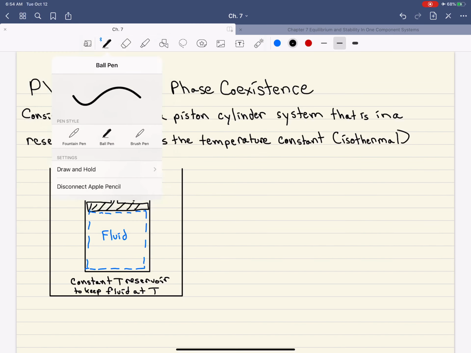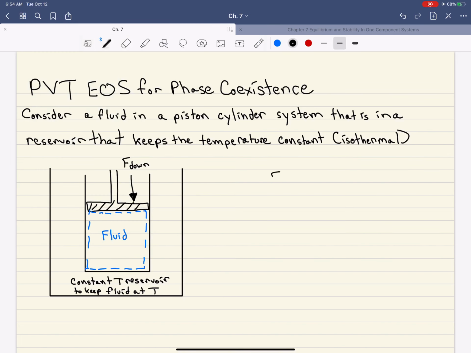And so with this system, let's consider the following experiment. So we're going to do an experiment with this system. We're going to control the force that acts on the fluid. And as we know from a force balance, this force acting on the fluid is going to be directly related to the pressure of the fluid. So that comes from a force balance.